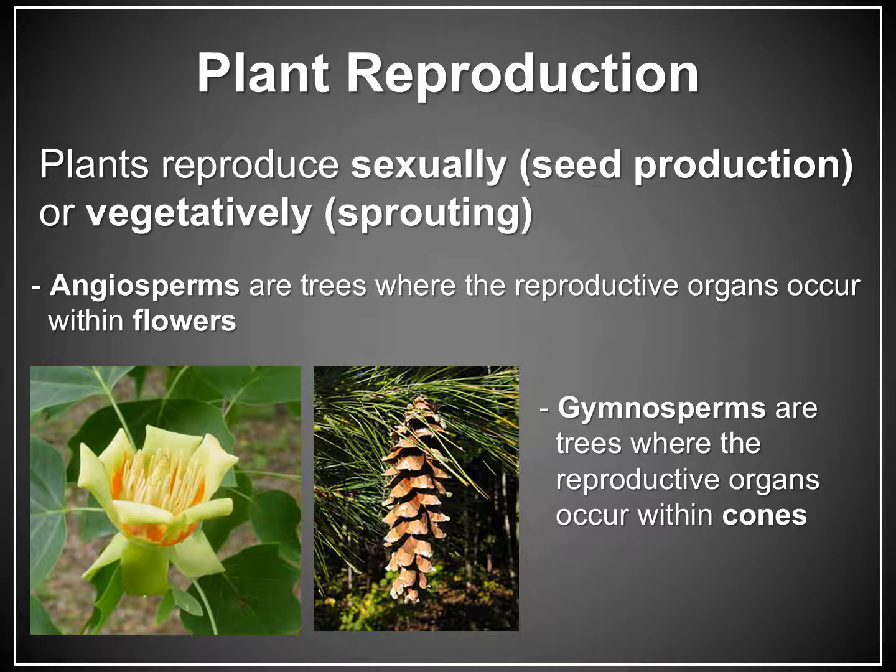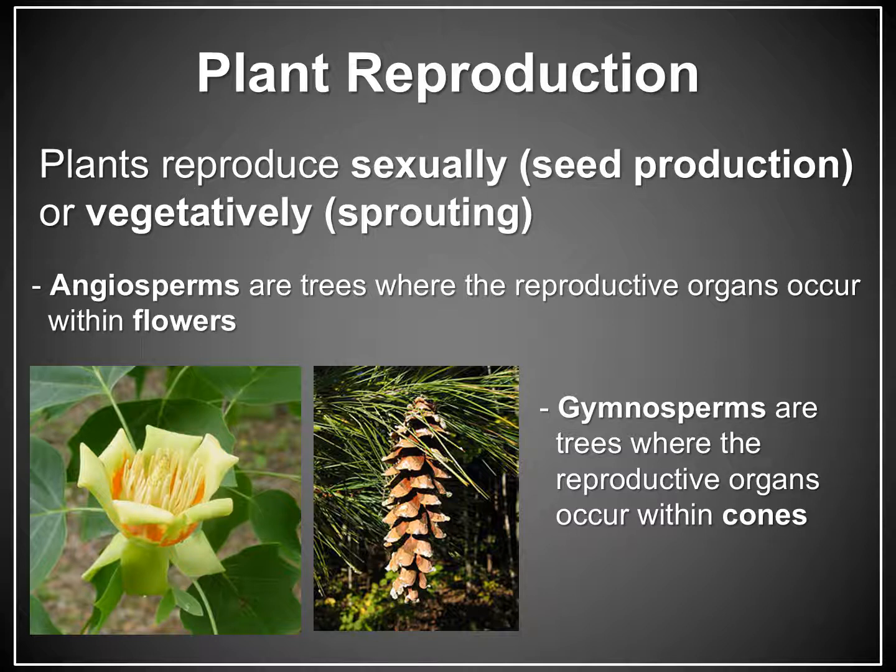Now that we've gone over how a tree produces food and obtains the materials required for growth and survival, we're going to examine the different reproductive strategies that trees may utilize. Trees may reproduce sexually through the production of seed or by vegetative reproduction, also known as sprouting.